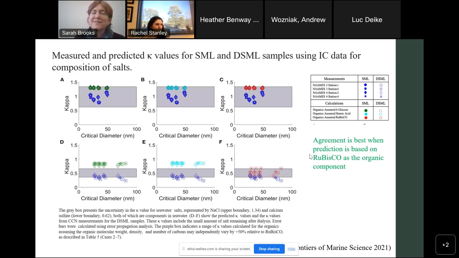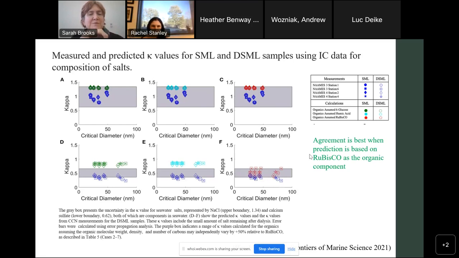There are plenty of uncertainties. In fact, even the gray is just the calculated kappa for seawater, recognizing that there are, of course, many salts in seawater. We could have done Instant Ocean, but just to be as completely honest as possible, we went from the highest possible kappa for seawater to the lowest. That gives us a range, and so that's a really large target there.